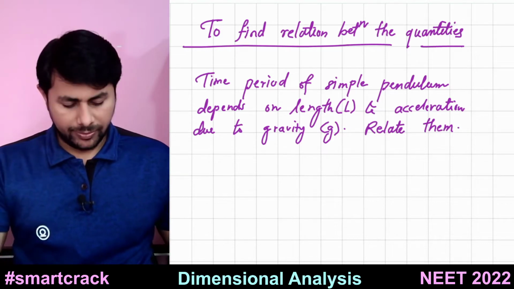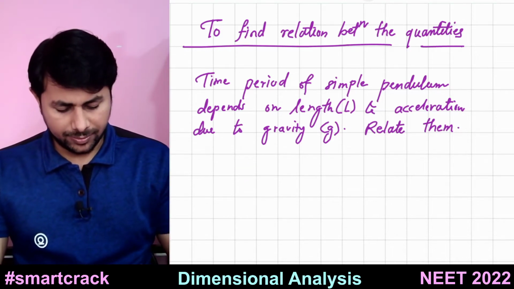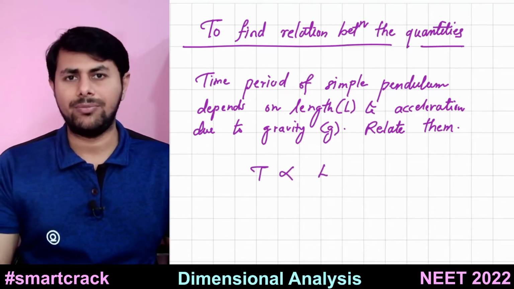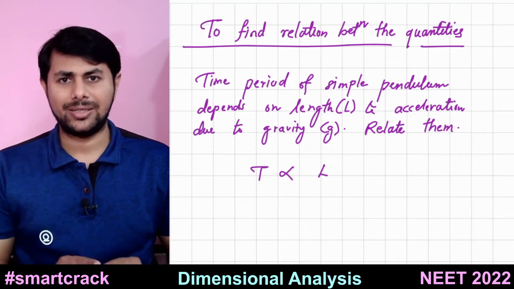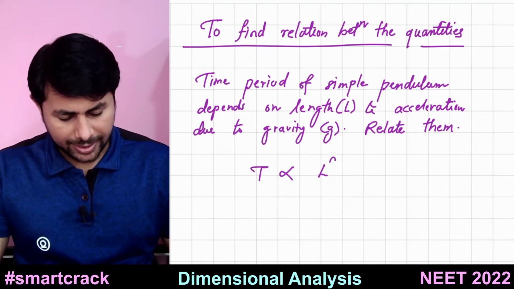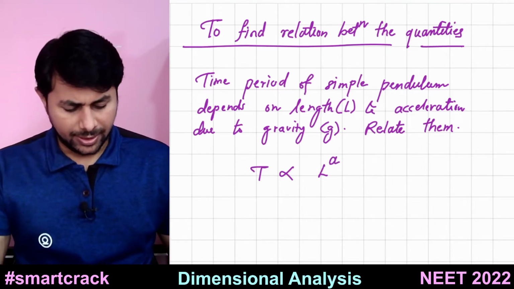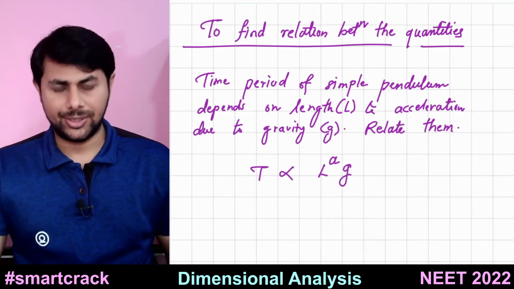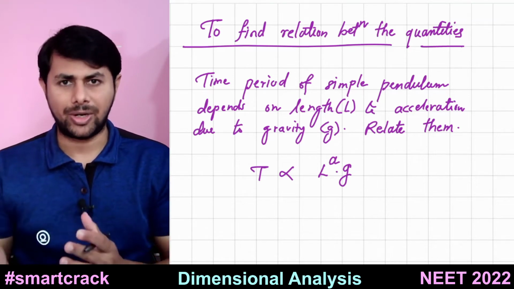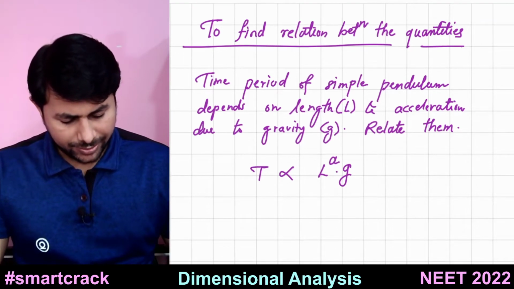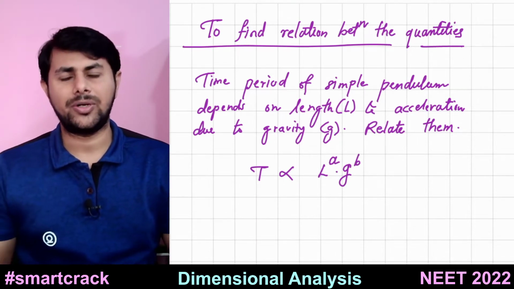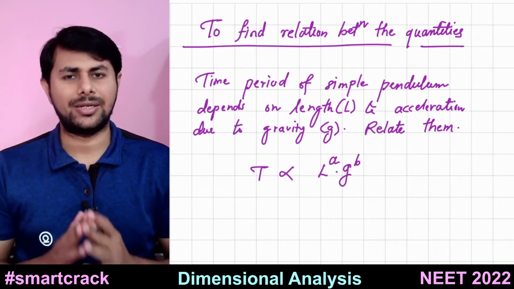So what we'll do is we'll take the time period of the pendulum and we are given that it depends on the length of the pendulum, but we don't know the power of length that would appear in the equation for the time period. So let's consider the power of length is A. After that, it also depends on acceleration due to gravity. So let's take L raised to A multiplied by G raised to, again, we don't know the power of G that will appear in the equation. So suppose G raised to B. And our job is to figure out what are the values of A and B using dimensional analysis.